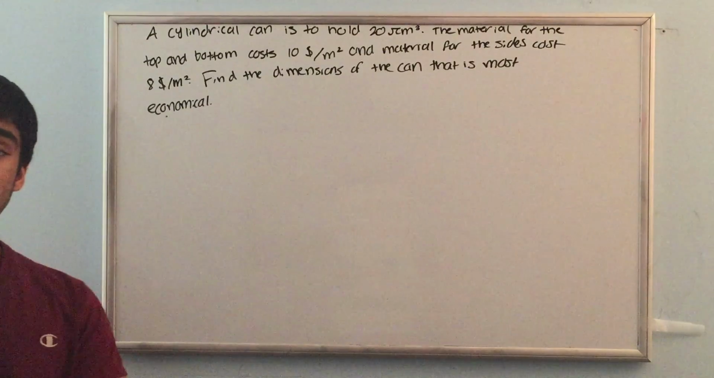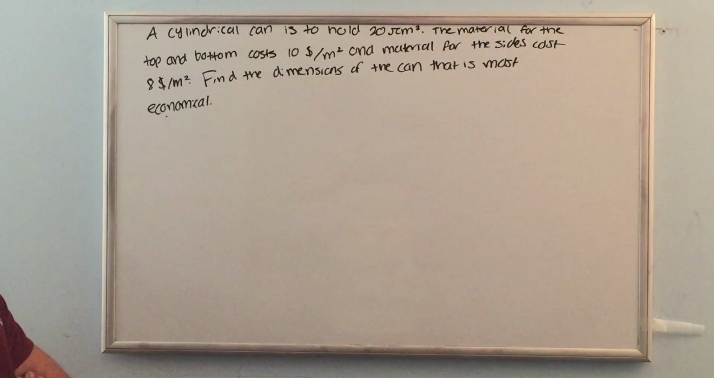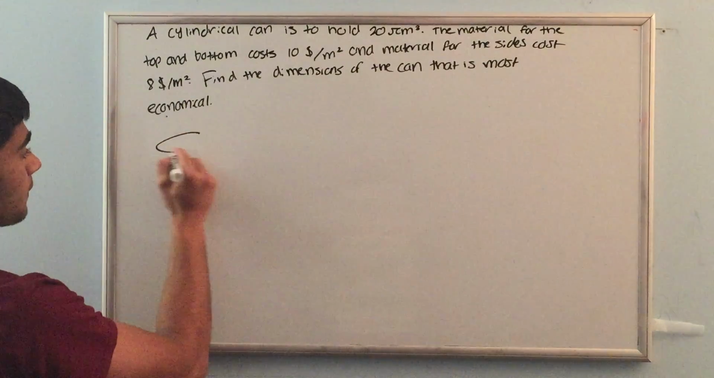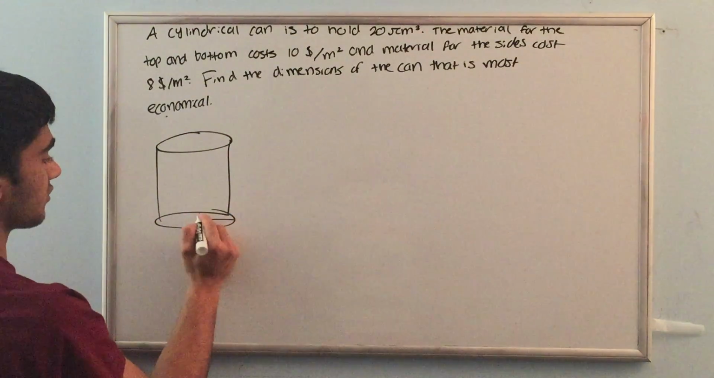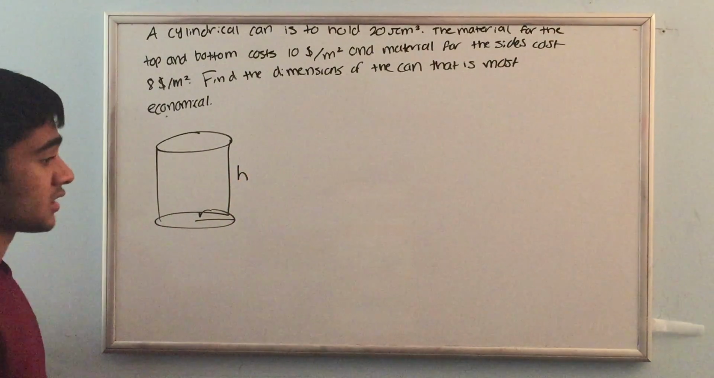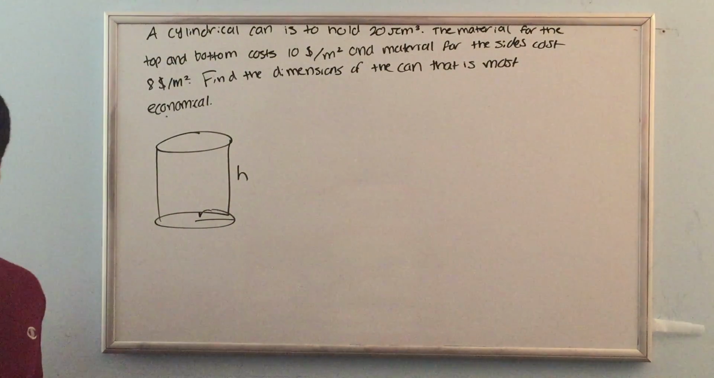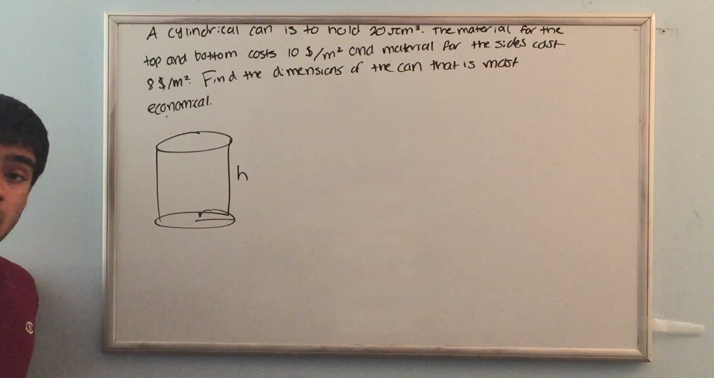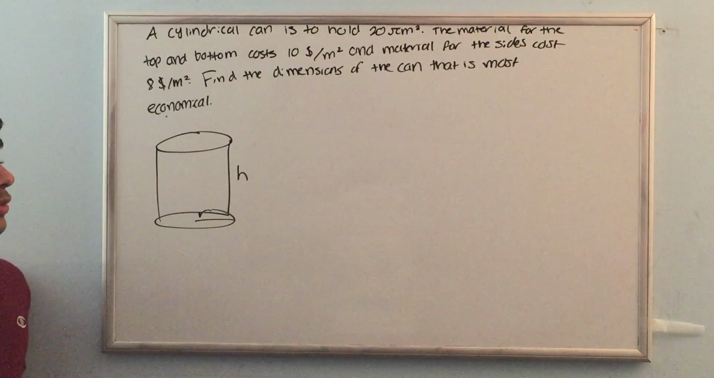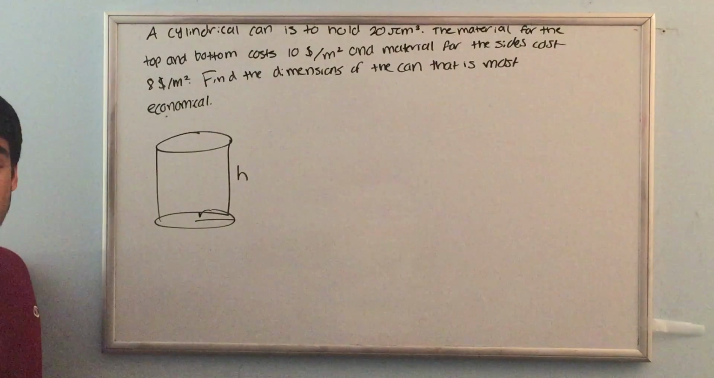So we need to find the height and radius of a cylinder that will give us the least amount of cost. So I would start off by drawing a picture so we can visualize this. So we have a cylinder with the radius r and height h. Now we can write our equations, and remember there's two. There's the constraint equation and the optimization equation. The constraint equation I like to call the known equation, and the optimization equation I like to call the unknown equation.